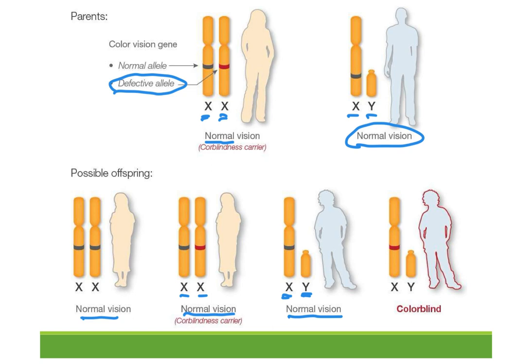And then finally, a male who is colorblind because he received the X chromosome from his mother that carried that defective allele, and there's no other X chromosome to cover that up. By itself, that allele is recessive, but it's going to express itself because there's no dominant gene there to hide it.